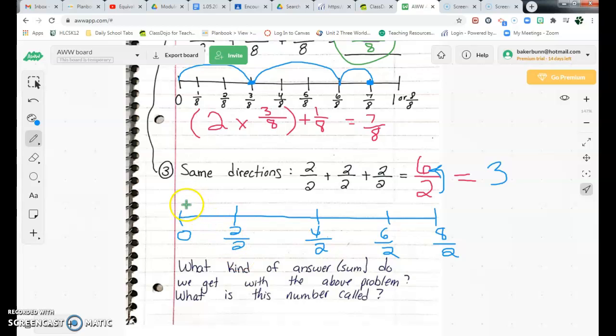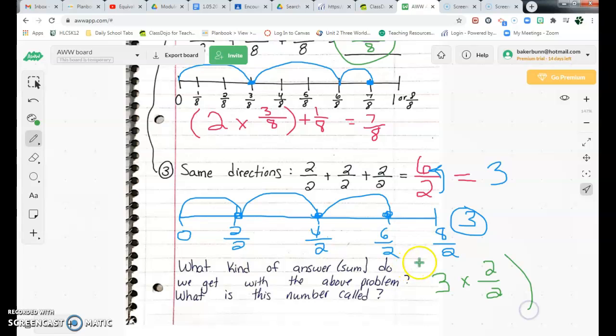Okay. So if I start at 0, I'm going to go to my first 2 over 2. Here's my first one. Then I'm going to go to my second 2 over 2, which is 4 over 2 technically, because 2 plus 2 is 4. Then I'm going to go to my third one, which is technically 6 over 2, because 2 plus 2 plus 2 is 6. Now I know that 6 over 2 is equivalent to 3, because 2 can go into 6 3 times. Now, if I want to write this down as a multiplication problem, I can just say, well, I have 3 2 over 2's, so I'm going to do 3 times 2 over 2.